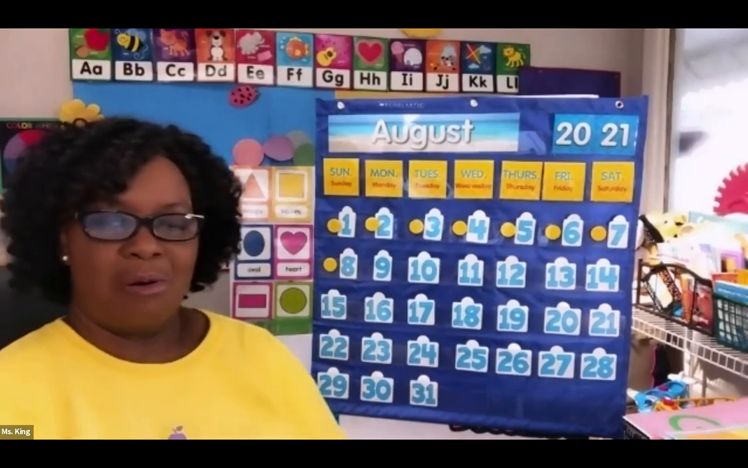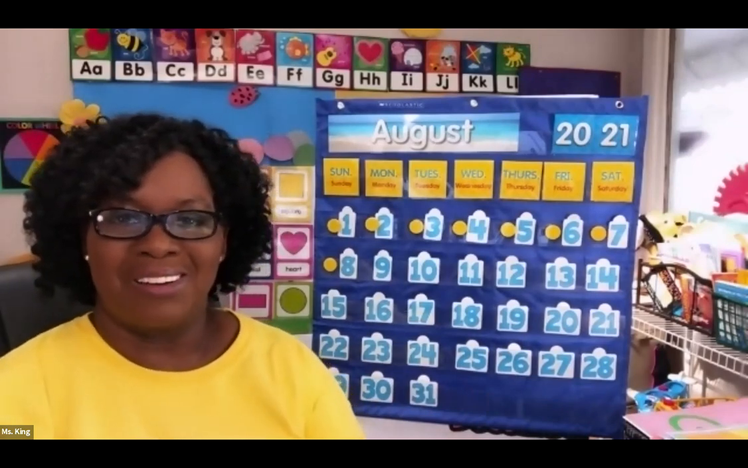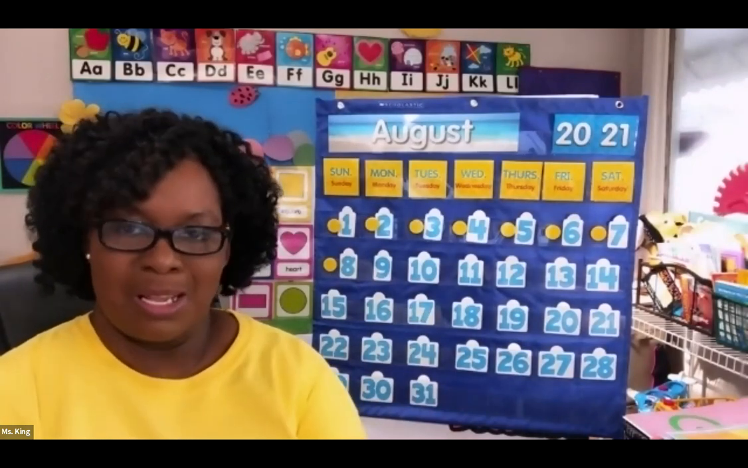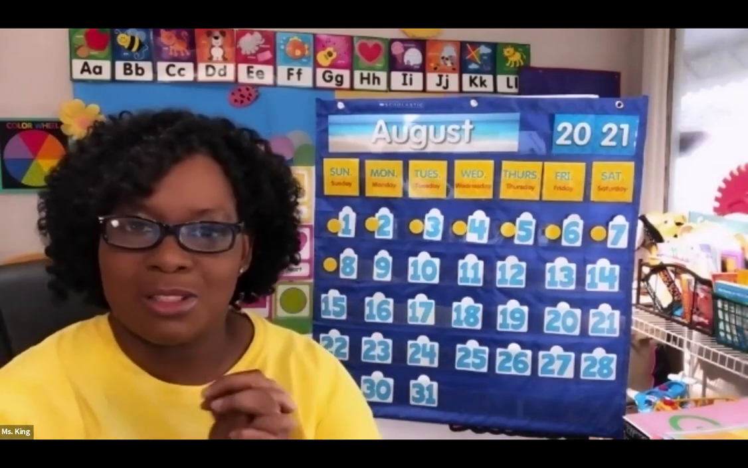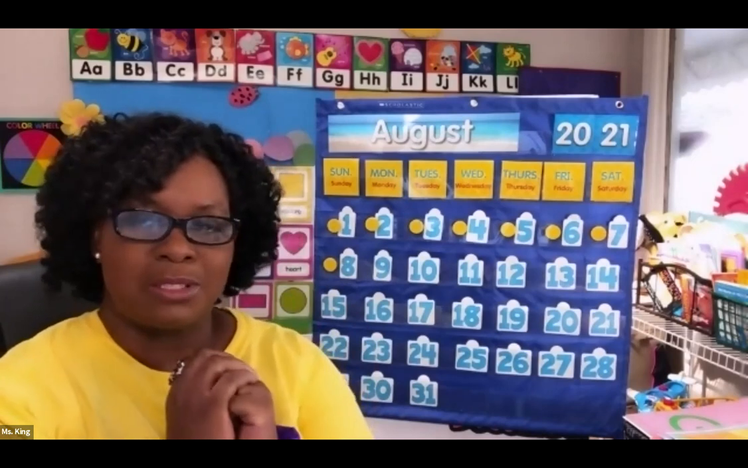1, 2, 3, 4, 5, 6, 7, 8, 9, 10, 11, 12, 13, 14, 15, 16, 17, 18, 19, 20, 21, 22, 23, 24, 25, 26, 27, 28, 29, 30. All right, and that's 31. Awesome, you did an awesome job. I am so proud of you. You did an awesome job counting to 30. Good job, my lovies, good job.